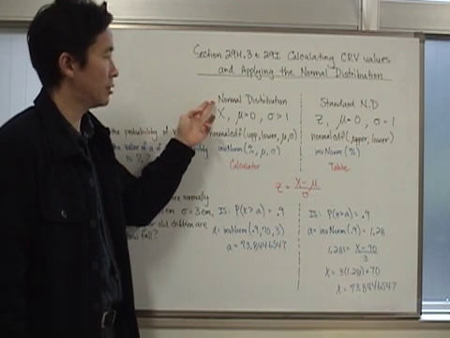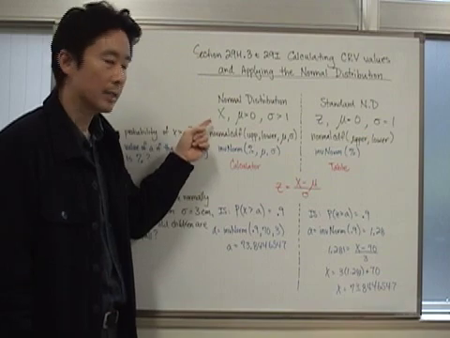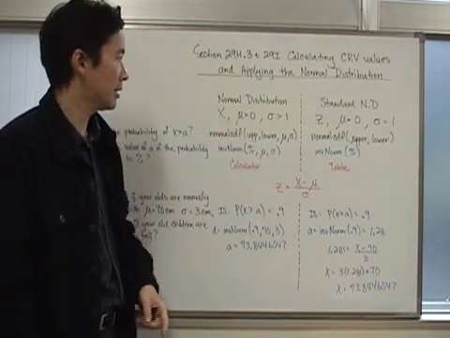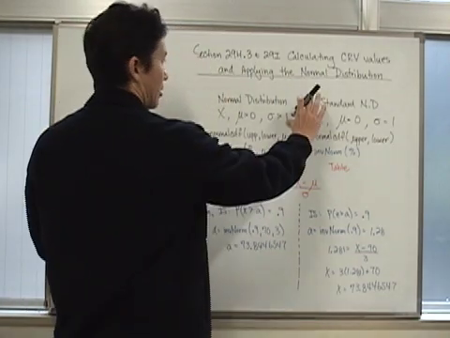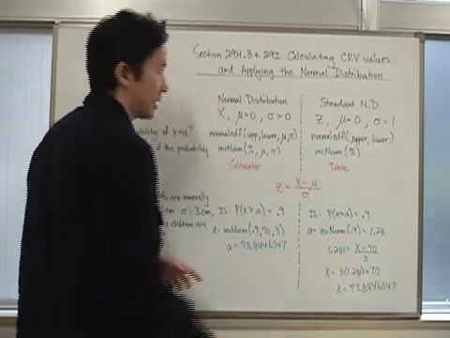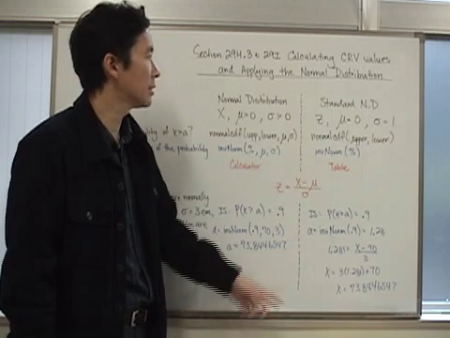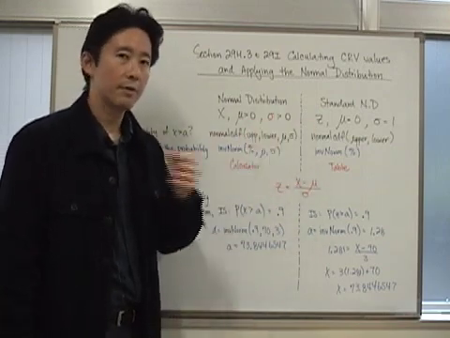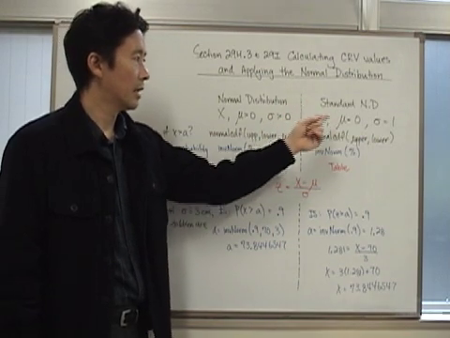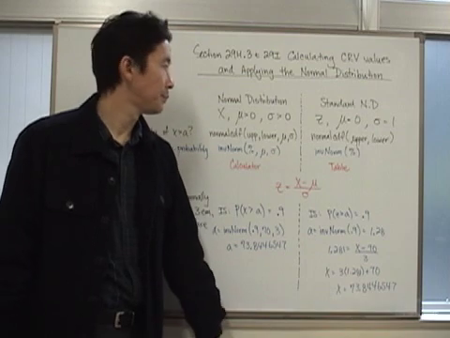We have the normal distribution, which we said is going to have a continuous random variable of x. The mean is going to be greater than 0, and the standard deviation is also going to be greater than 0. On the flip side, when we talked about the standard normal distribution, notice that we talked about a different variable, which was called z. We said that for all cases, the mean will be 0, and the standard deviation will always be 1.